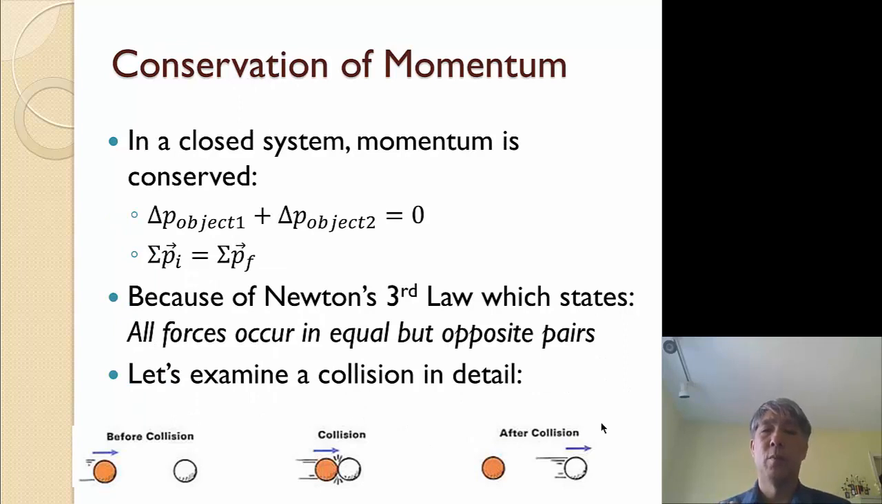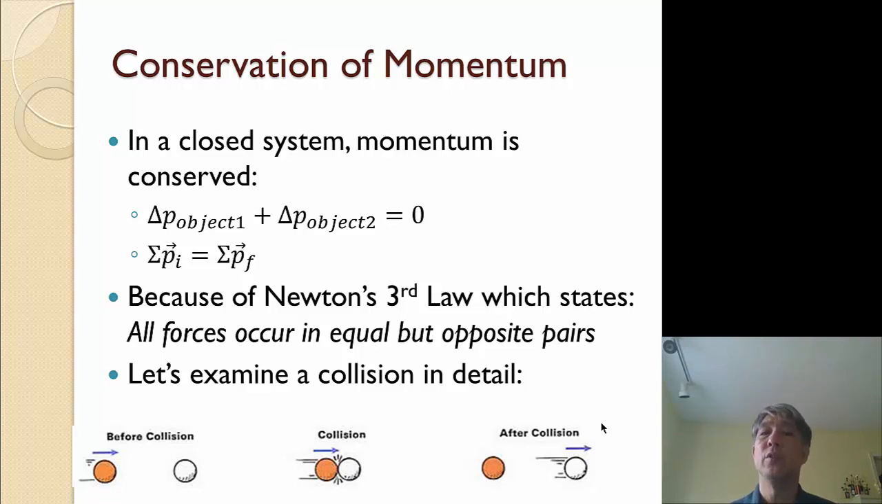So, conservation of momentum. Why do we have it? In a closed system, momentum is conserved, or in other words, the change of momentum of the first object plus the change in momentum of the second object will equal 0.